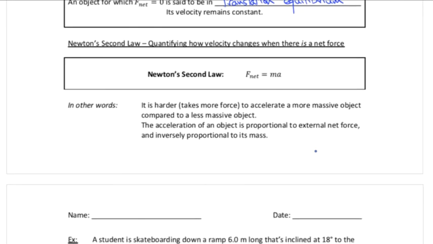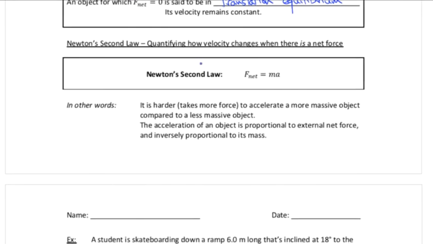Newton's second law takes this a bit further and quantifies how velocity changes when there is a net force. Newton's second law says that the external net force is equal to the mass times the acceleration, or if we want to rearrange that, the acceleration is directly proportional to the net force and inversely proportional to the mass. As the mass gets bigger, the same force will give us a lower acceleration. As the force gets bigger, the same mass will experience a greater acceleration.